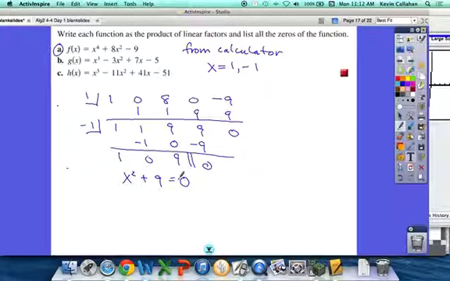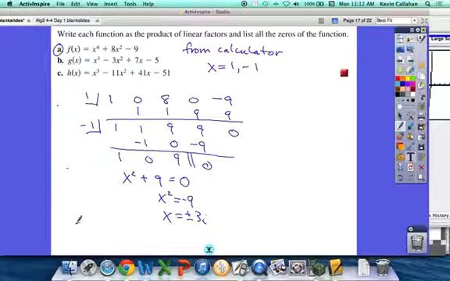Just set it equal to 0. That's because there's no linear term. You just solve for the square and then take the square root. x squared equals -9, x equals plus or minus 3i. So there are our 4 zeros: 1, -1, 3i, and -3i.